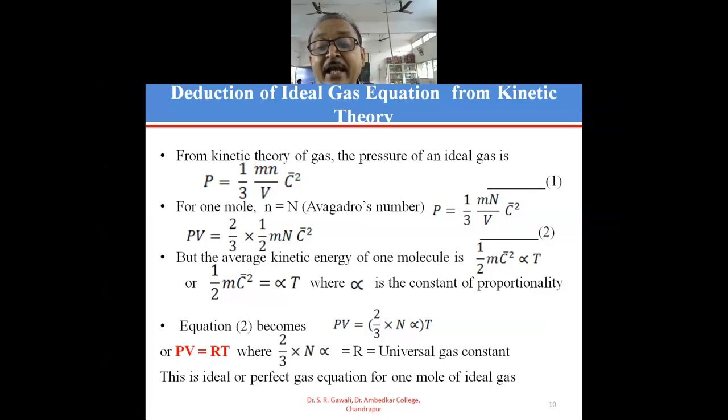If we consider n number of molecules or n moles, then PV is equal to small n RT. Here we have considered only one mole. Therefore, this expression will be the simplified expression, and it will be PV is equal to RT. So, this is the ideal or perfect gas equation for 1 mole of an ideal gas.